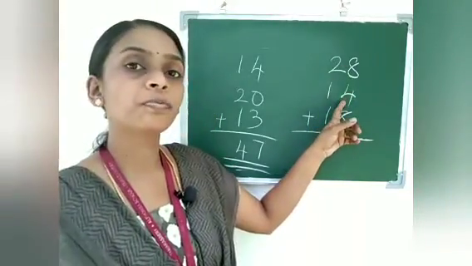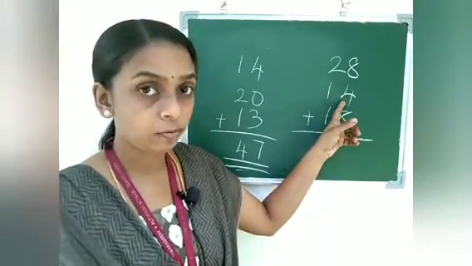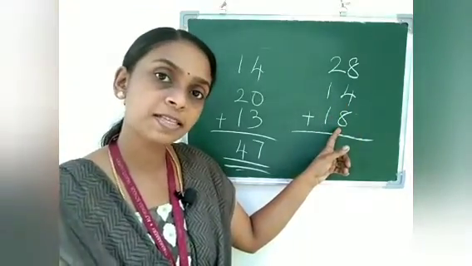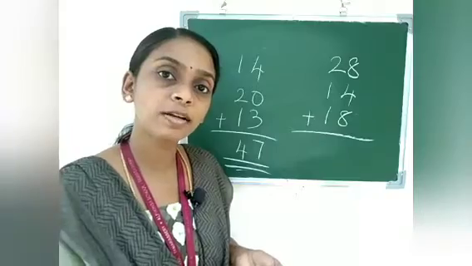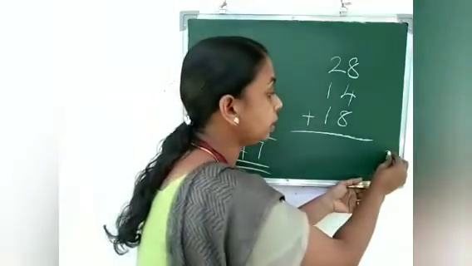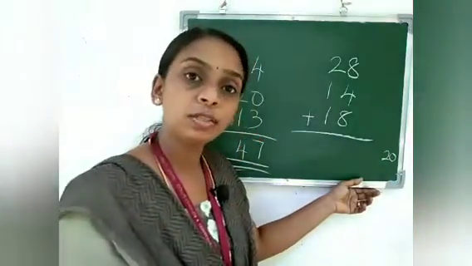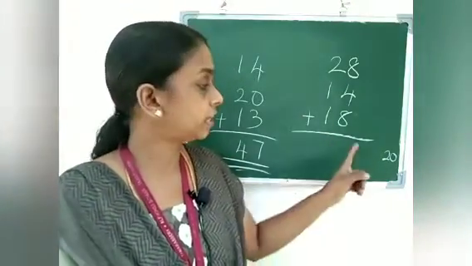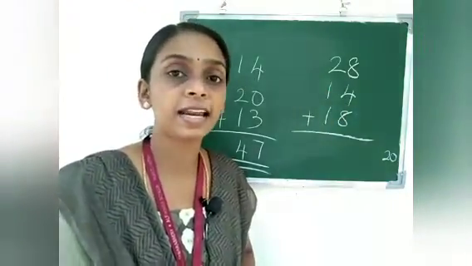8 plus 4 is 12. Then 12 plus 8 is what? 12 plus 8 is 20. Then I told you which number we will write here and which we will take as a carryover.